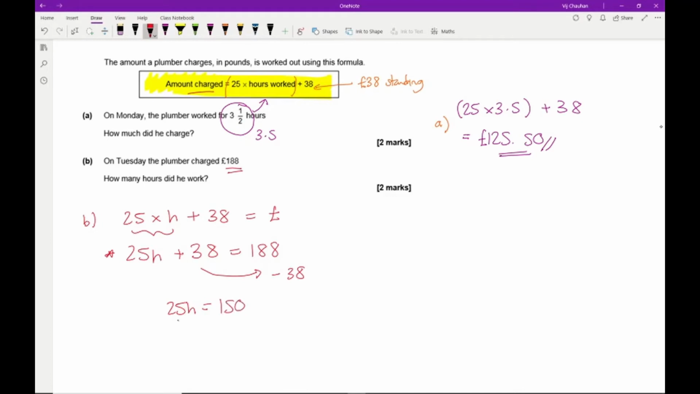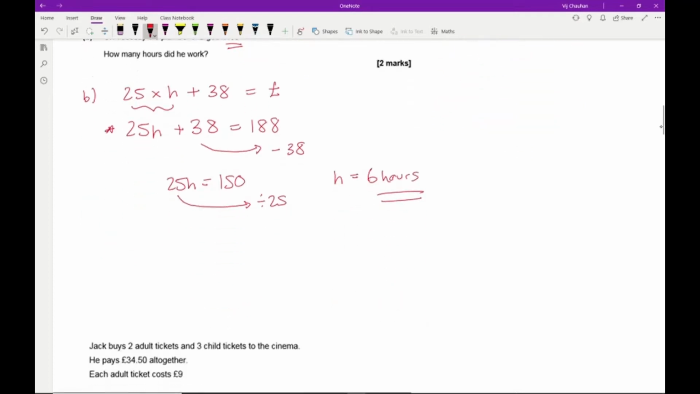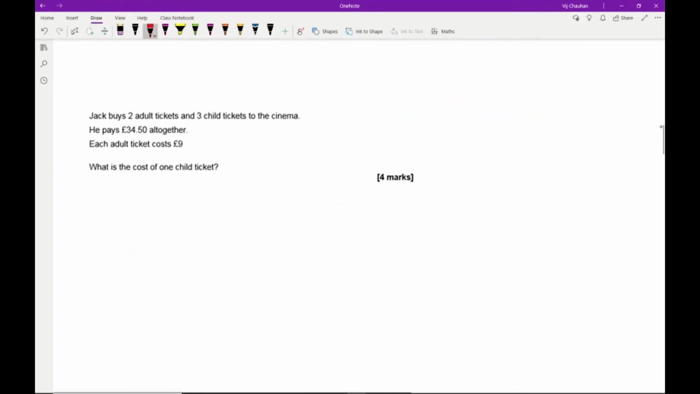And then I've got to get rid of the 25, so think, what's the 25 doing? It's timesing, so the opposite of that is to divide. So h equals 150 divided by 25, which gives me 6. So it's 6 hours that the plumber worked to earn £188. Joe's still a winner. Right, so moving on to our next question.